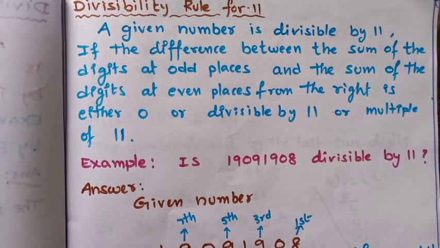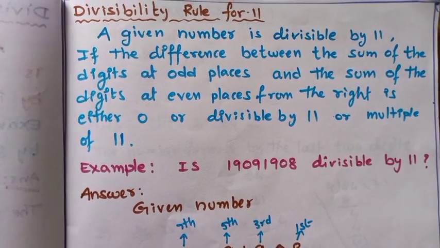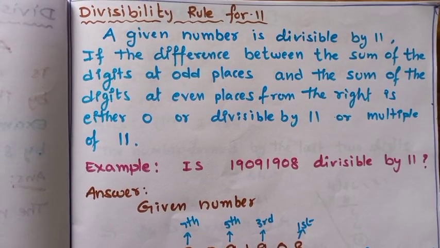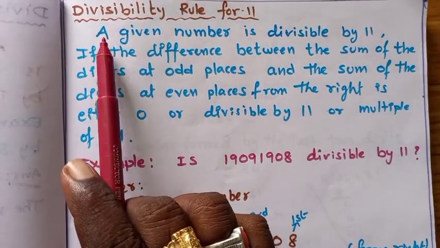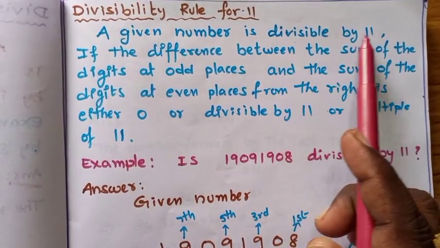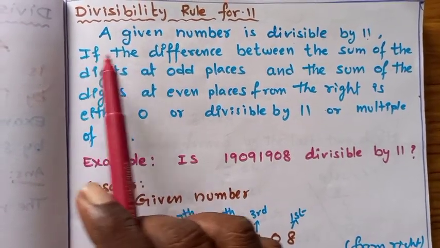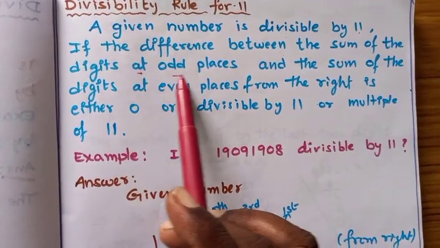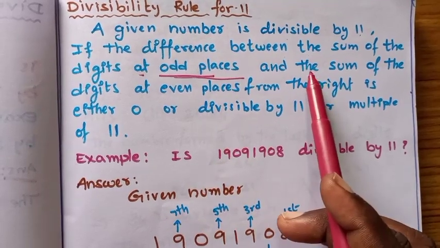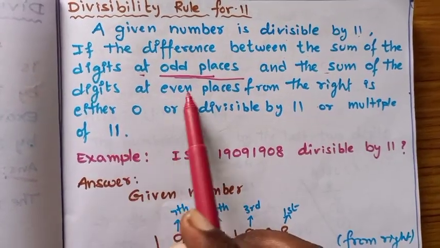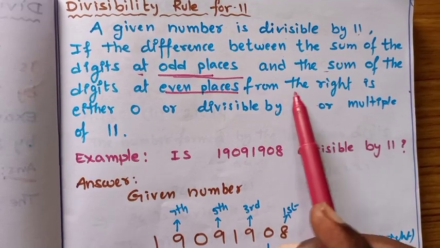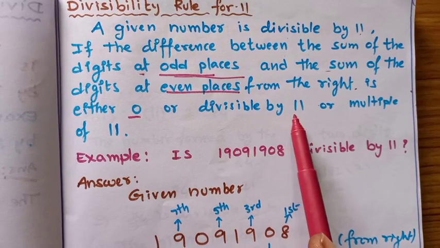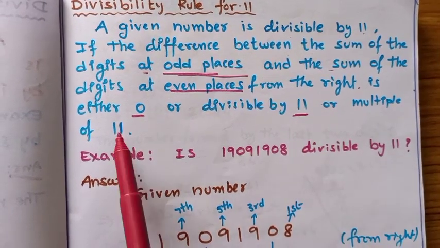Now, the divisibility rule for 11. It is a specific one and a special one for learning. A given number is divisible by 11 if the difference between the sum of the digits at odd places and the sum of digits at even places from the right is either 0 or divisible by 11 or a multiple of 11.